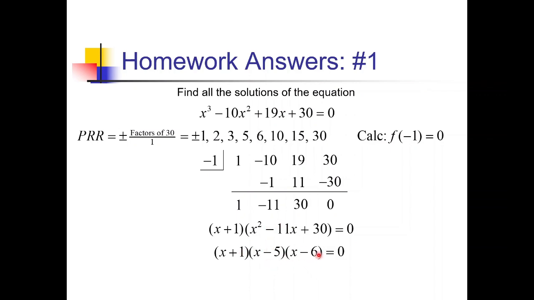Now that I have this fully factored, I can just go through and get the zeros. So we have x equals negative 1 for that first parentheses, and we already found it up here anyway. And then we have 5, because 5 minus 5 is 0, and then 6 for this last one.